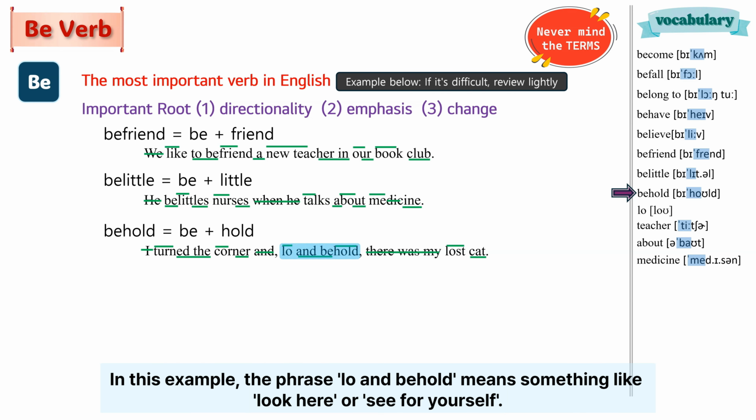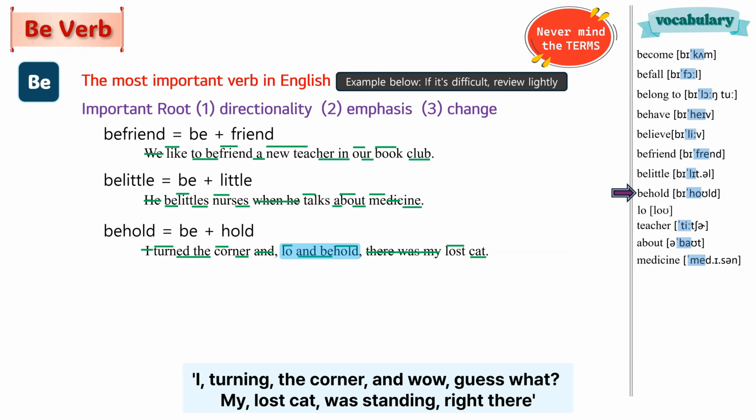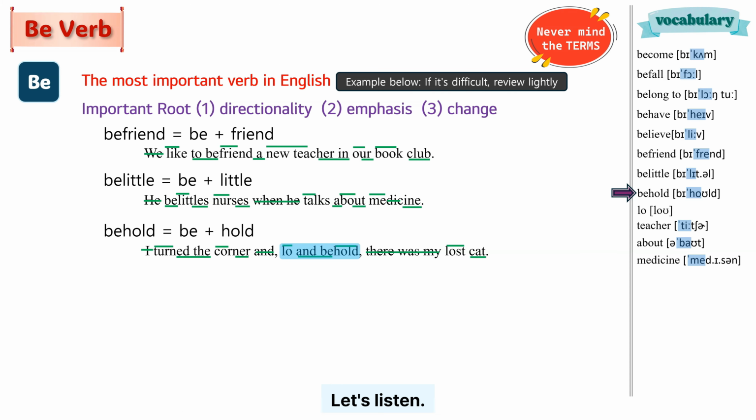In this example, the phrase lo and behold means something like look here or see for yourself. It used to be mostly in letters, but nowadays it often pops up in conversation to show surprise, almost like an exclamation. I turned the corner, and wow, guess what? My lost cat was standing right there. Let's listen. I turned the corner and, lo and behold, there was my lost cat.